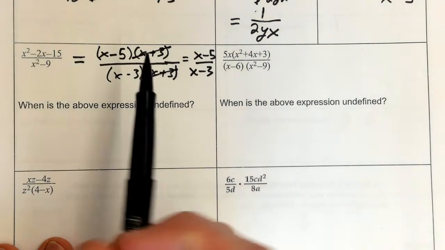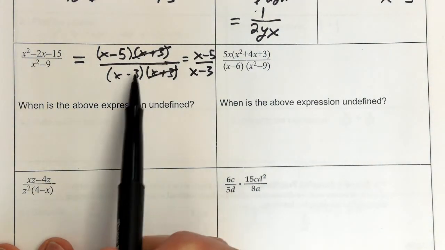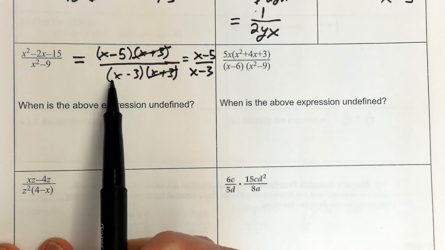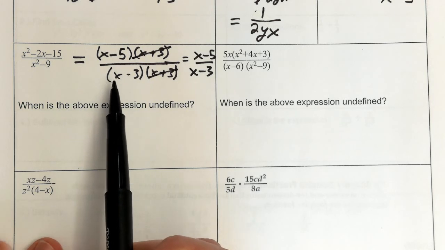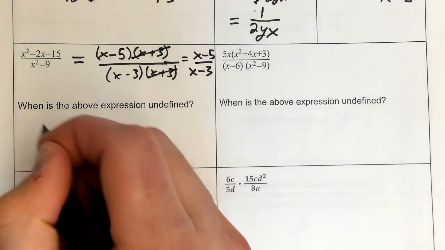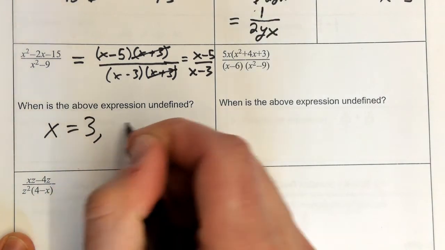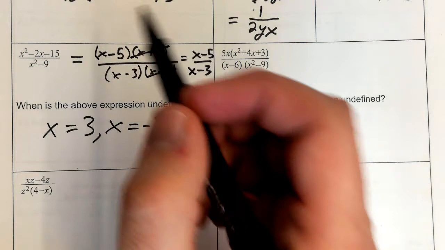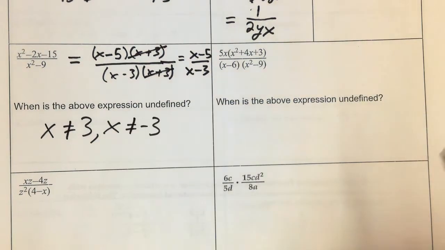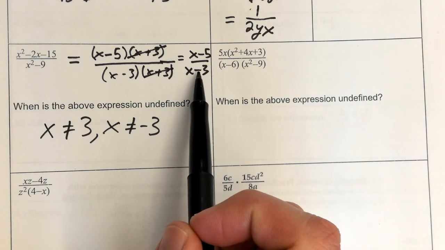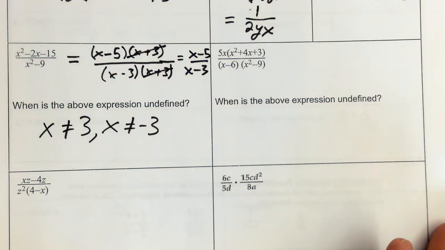When is this function undefined? Well, it's undefined whenever the denominator is 0. Any number that you plug in that makes the denominator 0 is undefined, because you cannot divide by 0. A number divided by 0 is nonsensical. So x cannot be 3 and x cannot be negative 3. Yes, we take the original, not the simplified version, because we're asking about the original.